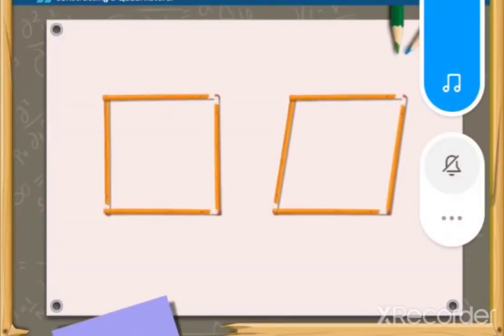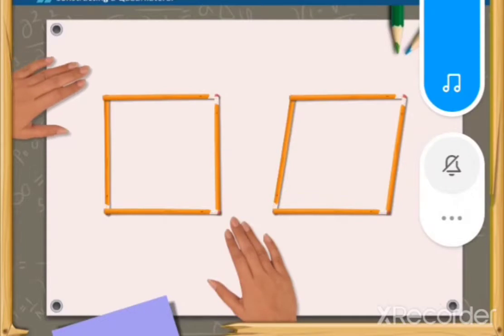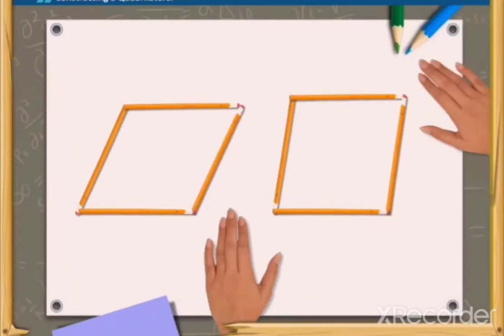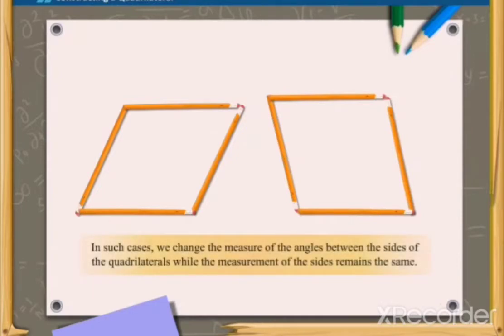Here, pencils of the same size are used to make two different quadrilaterals. Likewise, there are many quadrilaterals that can be made with the sides of the same measurement. In such cases, we only change the measure of the angles between the sides of the quadrilaterals while the measurement of the sides remains the same.